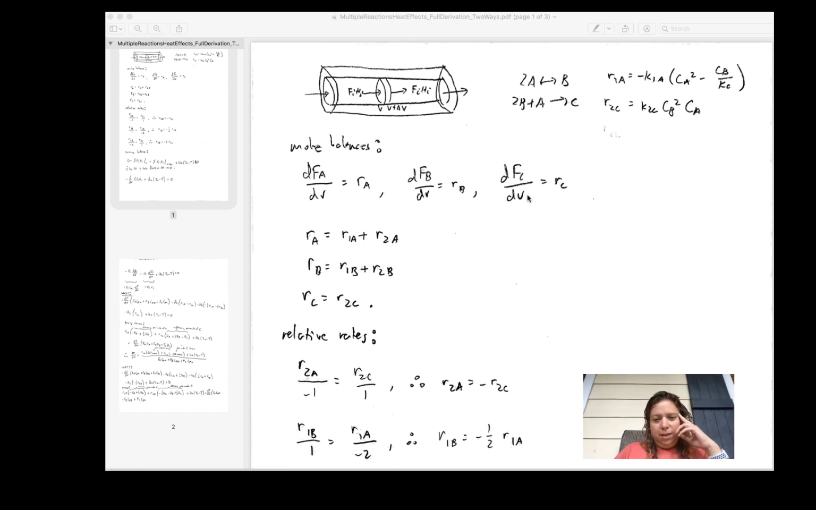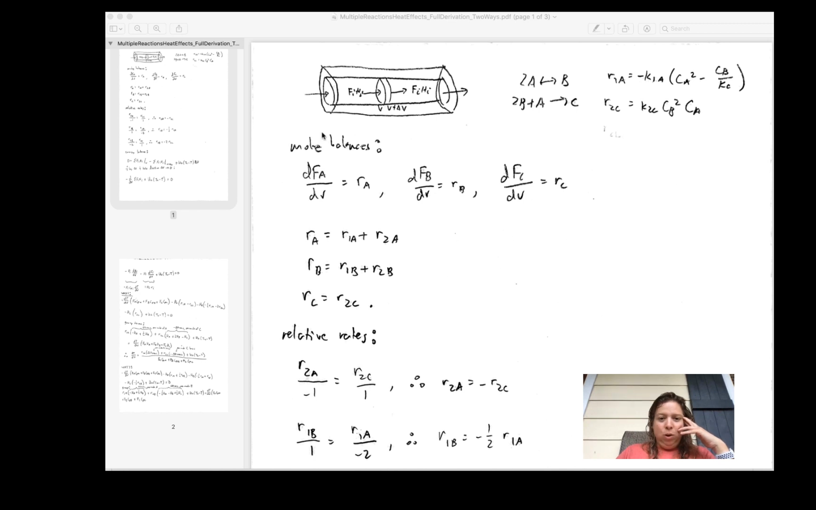All right, in this video I want to walk through in a little bit more detail the problem that we were working on in the last video. So that was a non-isothermal PFR with multiple reactions. 2A goes back and forth to B, and 2B plus A goes to C with elementary rate laws. So this solution is posted to Canvas so you can look at it, but I'm going to walk through it.